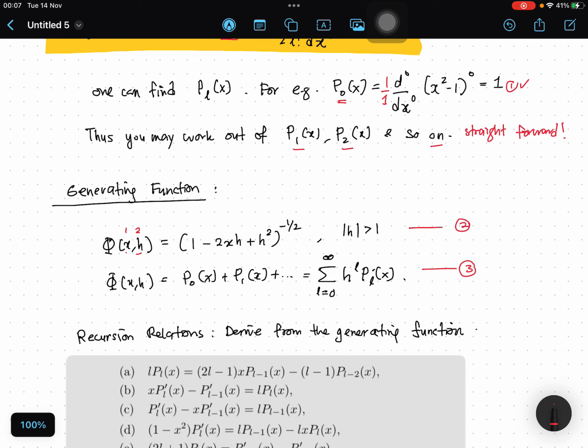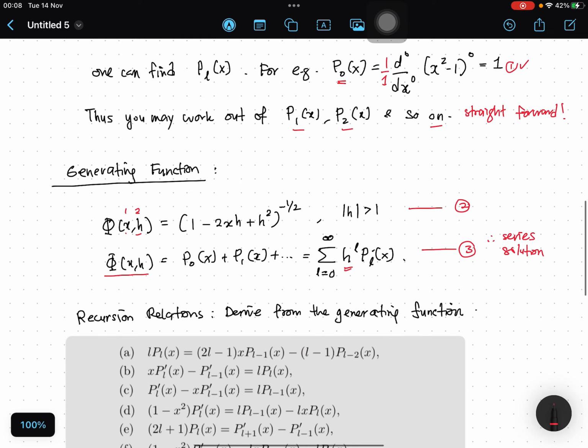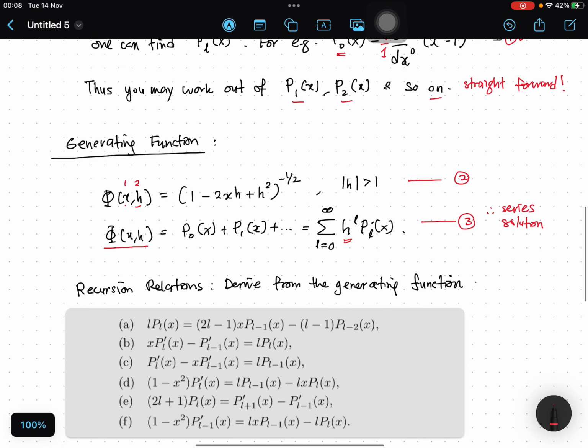And the other one, you can also write these functions as a series. So that's why they call this the series solution. Okay. H over here is actually just a dummy index or some kind of identity. Okay. And we're going to use this X and H to derive other recursion relations. Okay.